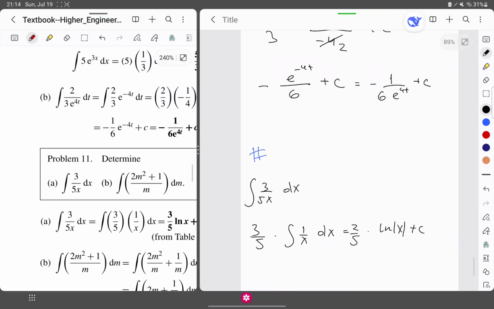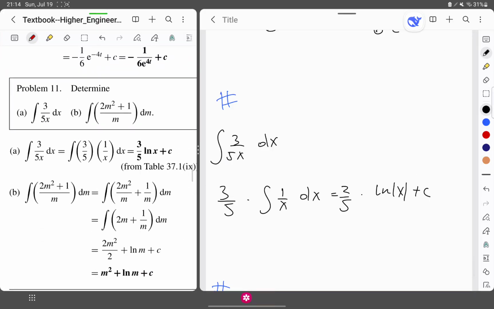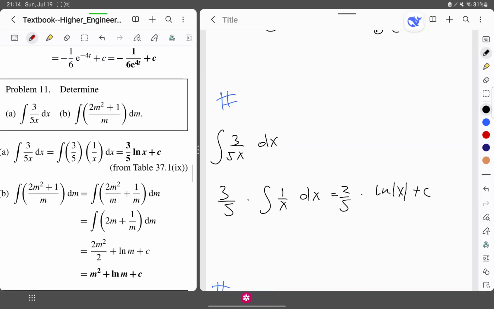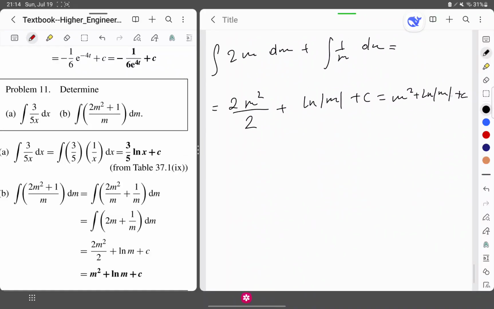Let's check this one. 3 over 5 ln x, yes, that's true. What about this one? m squared plus ln m plus c. Good job, really good job.